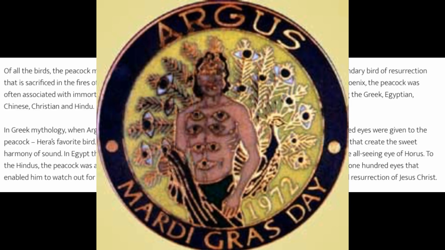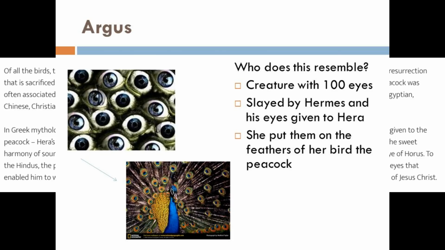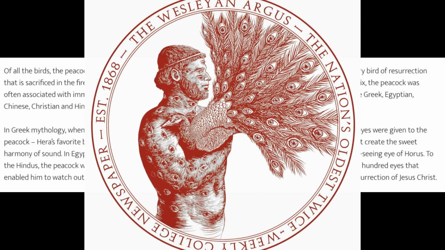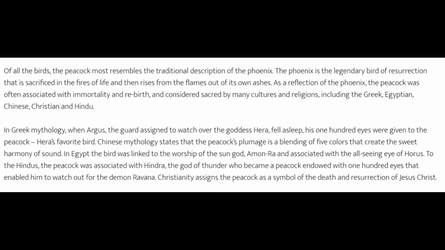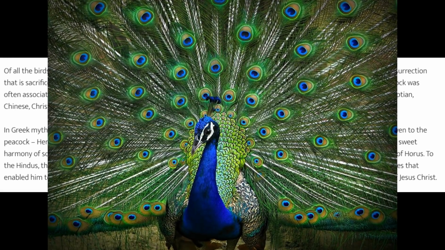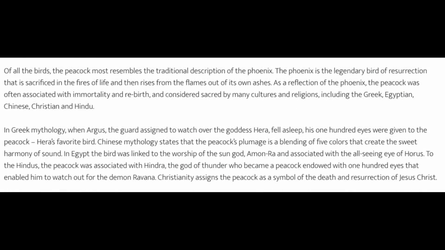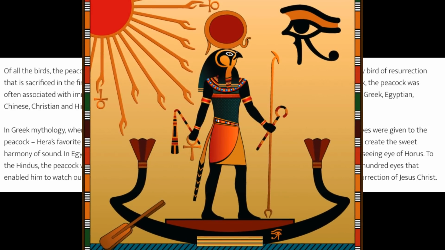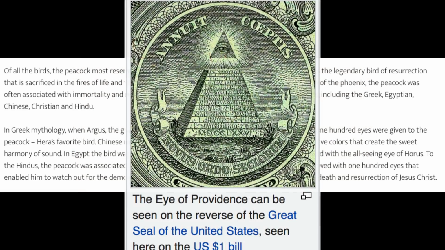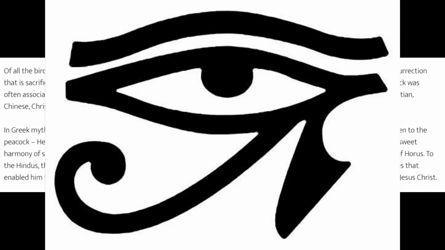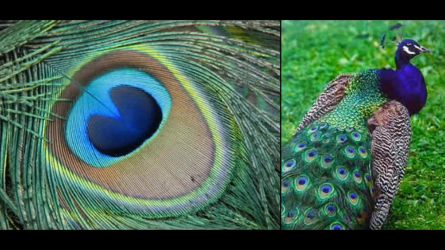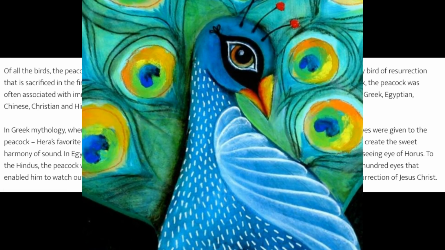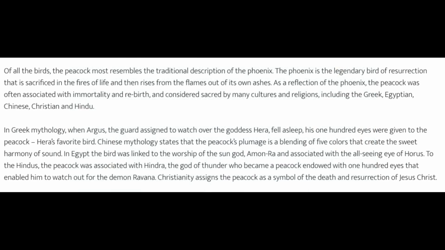In Greek mythology, when Argus, the guard assigned to watch over the goddess Hera, fell asleep, his 100 eyes, listen to this, his 100 eyes were given to the peacock, Hera's favorite bird. Chinese mythology states that the peacock's plumage is a blending of 5 colors that create the sweet harmony of sound. In Egypt, the bird was linked to the worship of the sun god Amun-Ra and associated with the all-seeing eye of Horus. The all-seeing eye of Horus, yes, the one you see in the Illuminati triangle, that everybody calls the Illuminati symbol, the all-seeing eye. This is where it comes from. It comes from the eye, well, what looks like an eye, on the peacock's feather. There's so many references to that. We're going to continue to read and encounter that over our studies here. So we're going to continue.